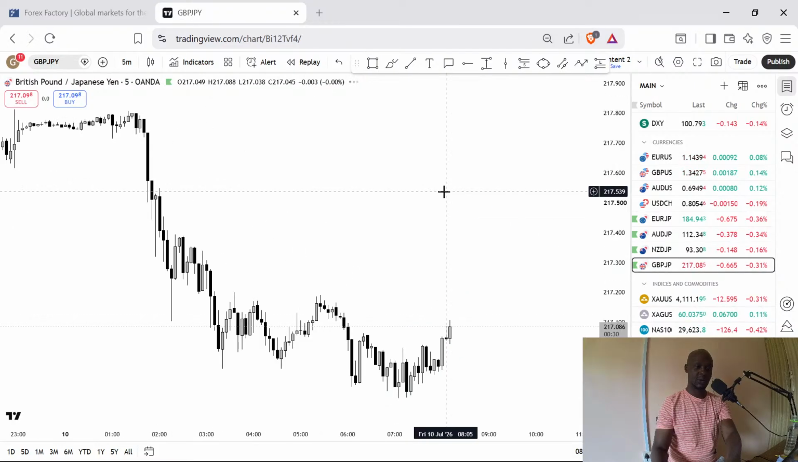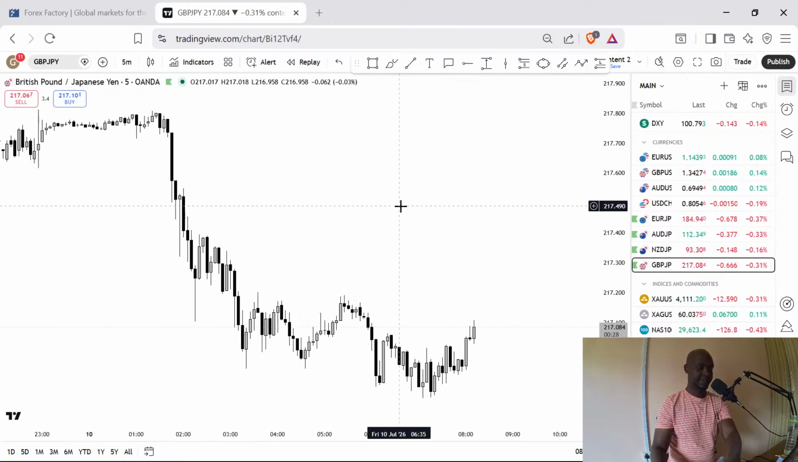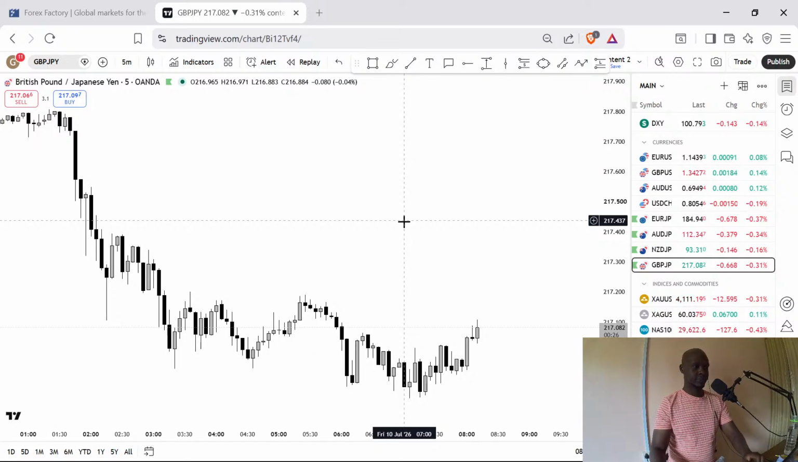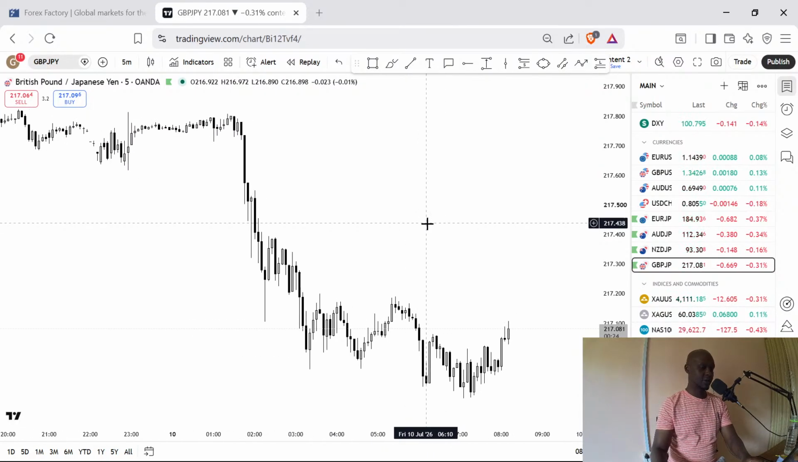So on GJ, we have almost very similar price action to what we had on Euro JPY.